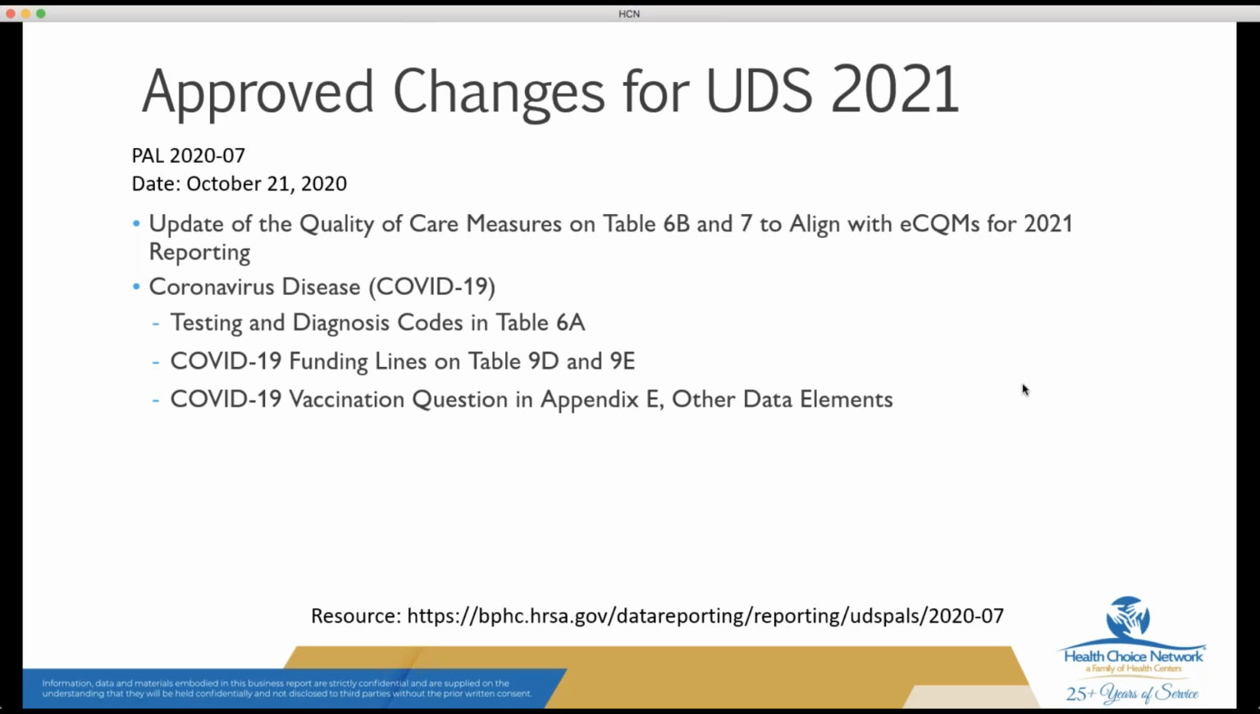And then a funding line has been added to the financial table 9D and 9E. And then just a question added to the appendix section in other data elements. If you have not seen or received the link to this PAL, the link here is provided.